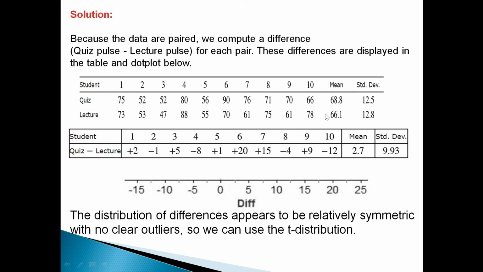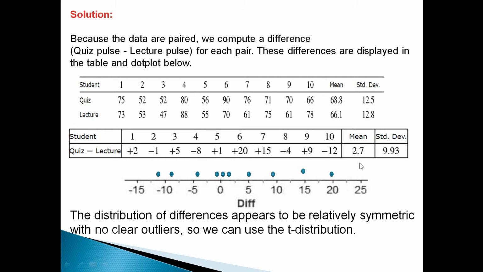My only concern is that my sample has 10 students, which is less than 30. So I need to make sure that my sample is symmetric without any outliers, otherwise I cannot use the t-distribution. So I start a dot plot for this sample, and this dot plot will look like this. This is for a positive 2, for the negative 1, positive 5, negative 8. I'm taking the values from here because this is now my sample. And I keep doing this for all 10 measurements.